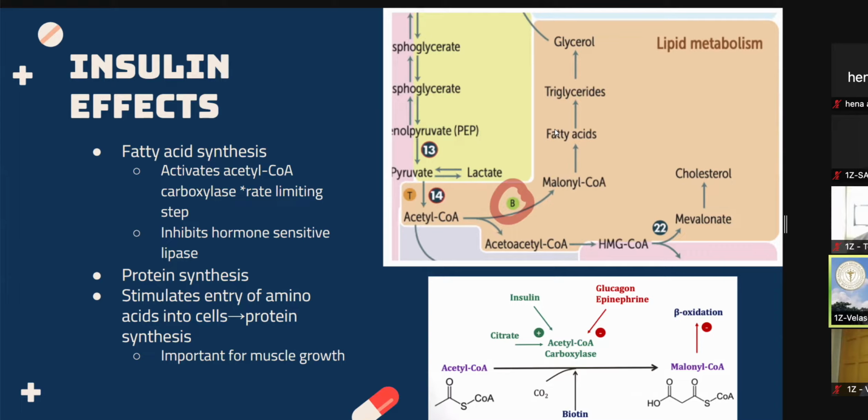And other points of note for insulin is it promotes protein synthesis, and as I was mentioning before, it stimulates the entry of amino acids into cells, therefore increasing protein synthesis. So insulin is very important when it comes to muscle growth. Okay, next slide.